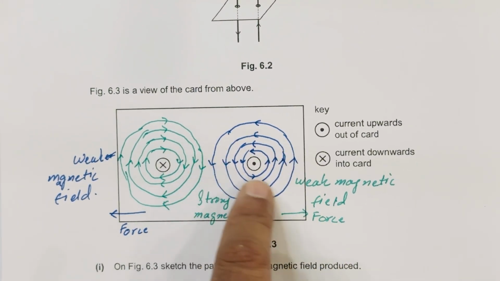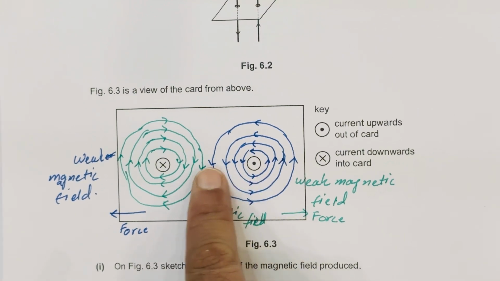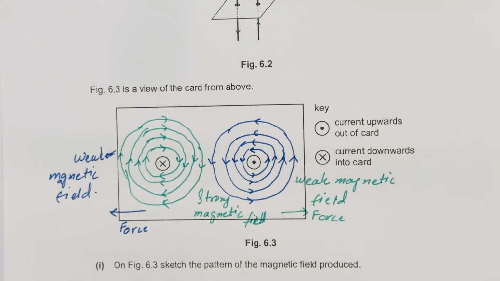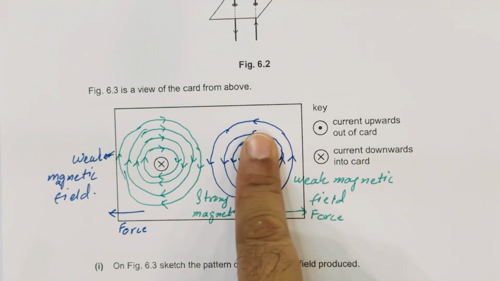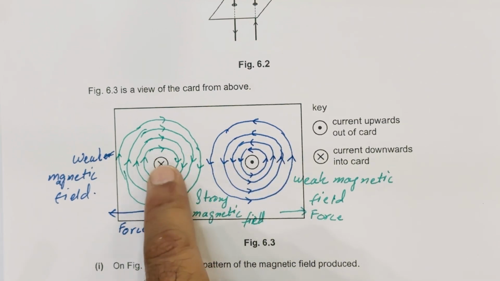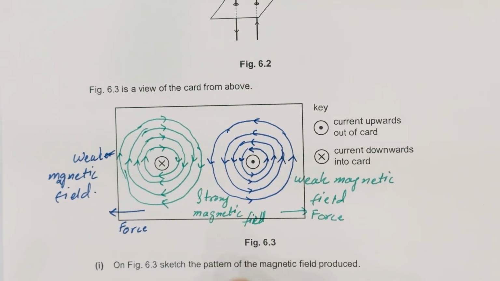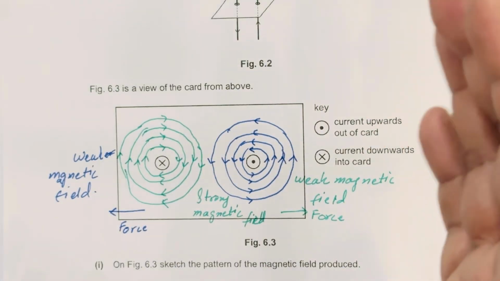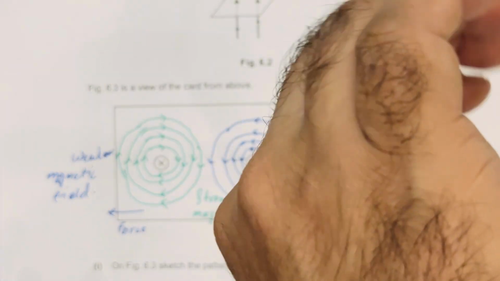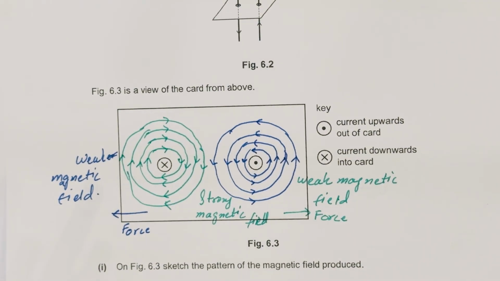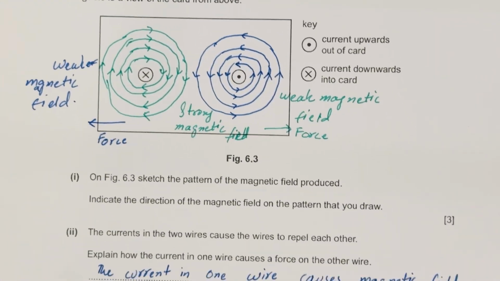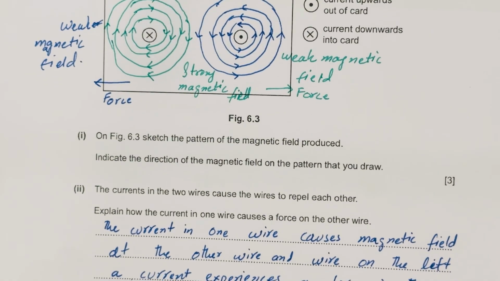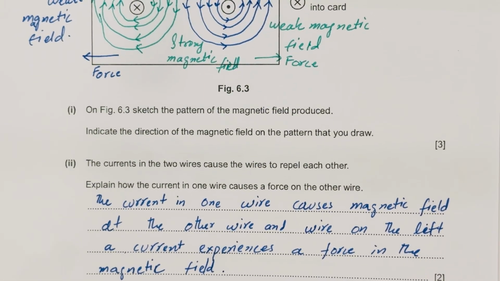So you need to draw these circles, or you have been given only the dots. Here from the dot I have drawn it anticlockwise, and from the cross I have drawn it clockwise. Take it due to the right hand rule. This is your right hand, this is your right hand, and the thumb will point in the north direction. On figure 6.3 sketch, I have indicated the direction of the magnetic field.